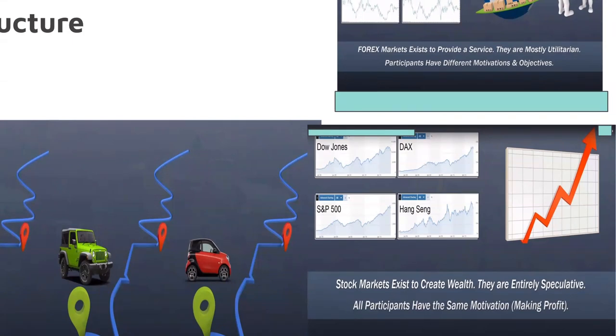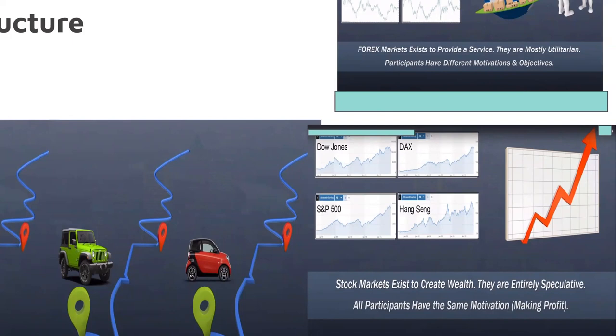So it is very important to understand that the forex market exists to provide a service, while the stock market exists to create wealth. That's why most people that trade stocks hold them for long. Because they are anticipating long term, they are interested in the long-term view of things. But for forex markets, things work differently. Because of how each of these markets is designed, structure is very important.